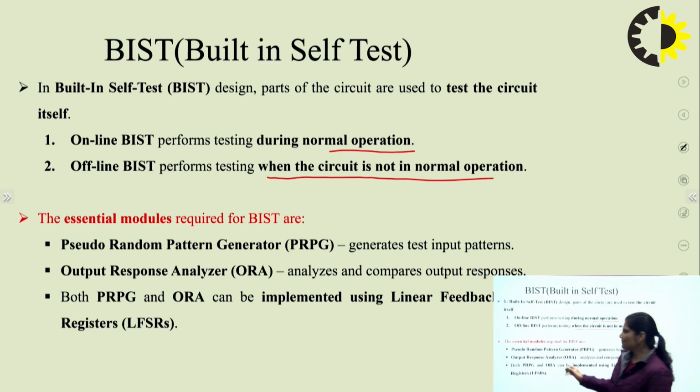Now, there are some essential modules required for BIST. What are they? The first is the Pseudo-Random Pattern Generator, which generates test input patterns. The second is the Output Response Analyzer, ORA, which analyzes and compares the output responses of the circuit. Both the Pseudo-Random Pattern Generator and the Output Response Analyzer are implemented using a Linear Feedback Shift Register, that means LFSR.